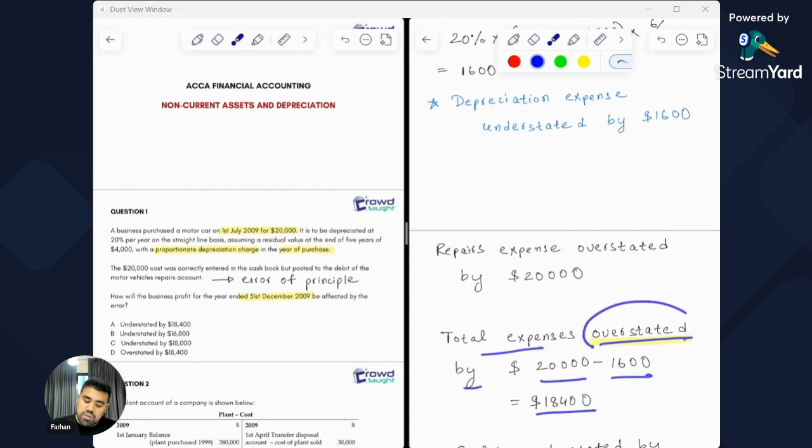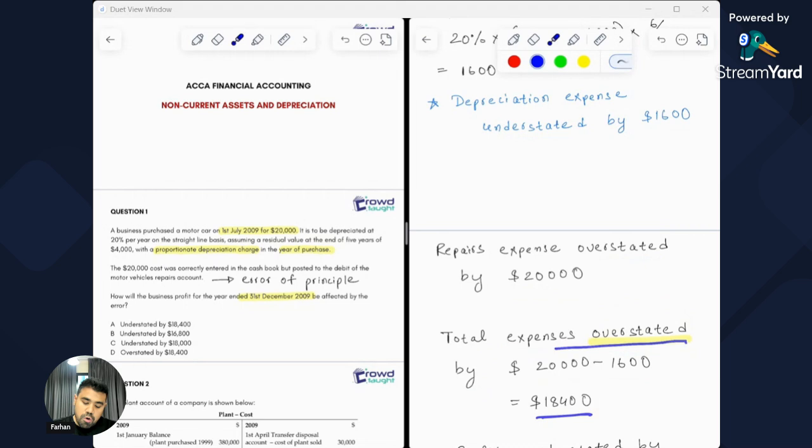So why is this overstated again? Because the mistakes that we have done, you can see that the mistake in the overstatement is more compared to the mistake in the understatement, because we have overstated the repairs expense by $20,000 when we have understated the depreciation expense by $1,600. So the net effect for both these mistakes comes out to be 80,400 for the total expenses being overstated.